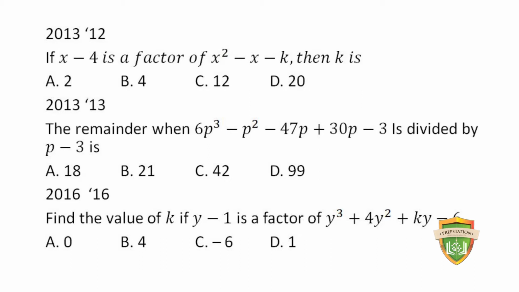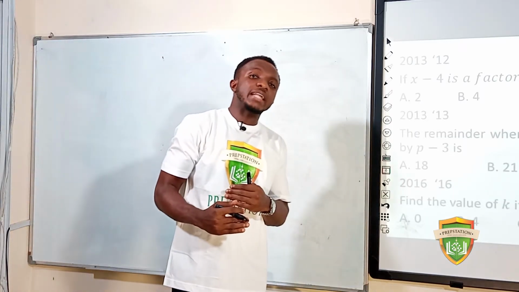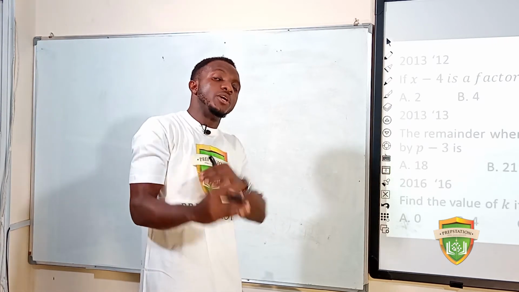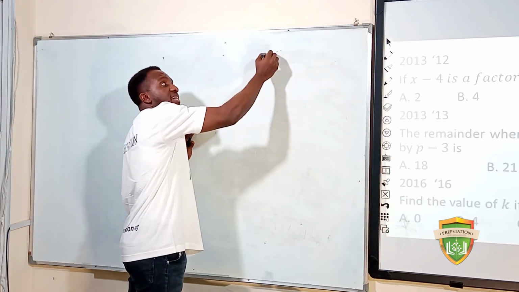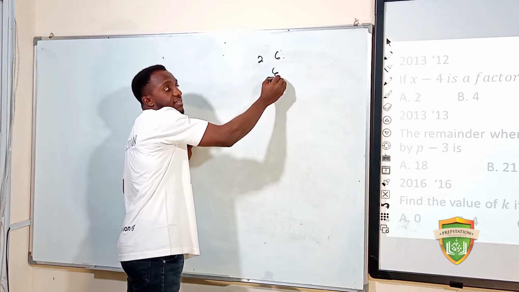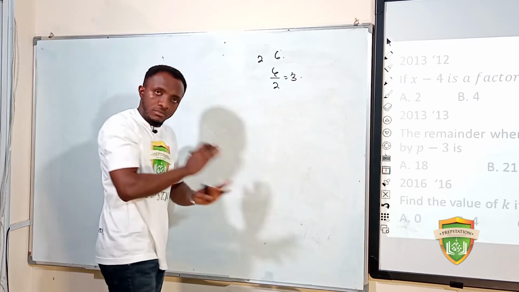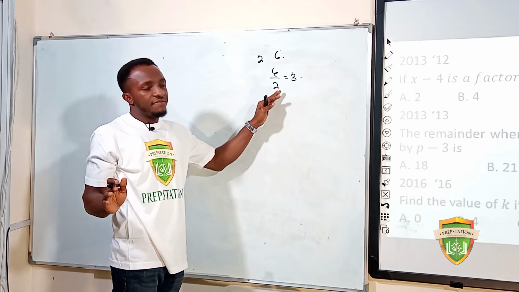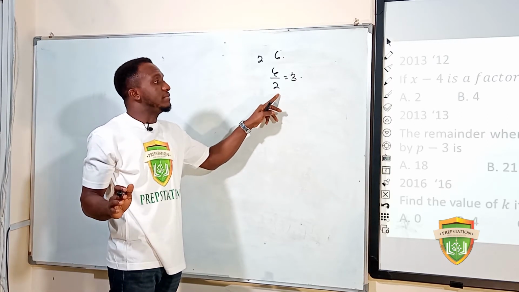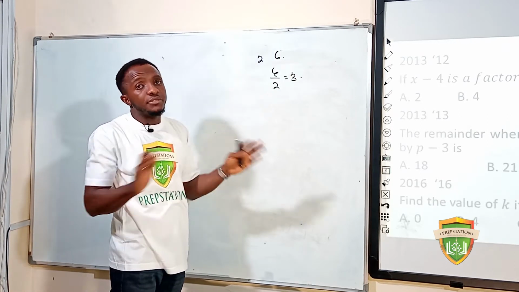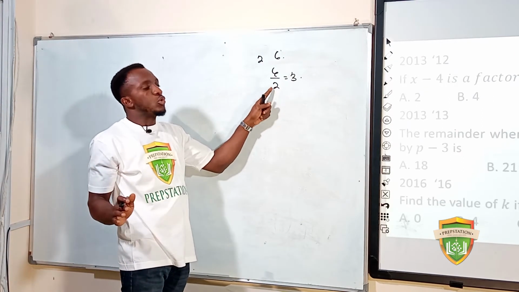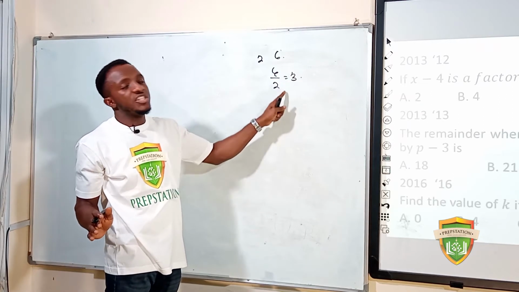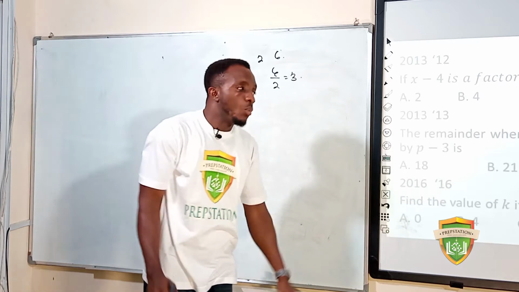Okay, now what does it mean for something to be a factor of another thing? It means it can divide the other thing without a remainder. Let me give you an example. 2 is a factor of 6 because 6 divided by 2 gives you 3 without a remainder. So if anything can divide another thing without a remainder, that is called a factor of the other thing. 2 is a factor of 6 because 6 divided by 2 is just 3 without a remainder.